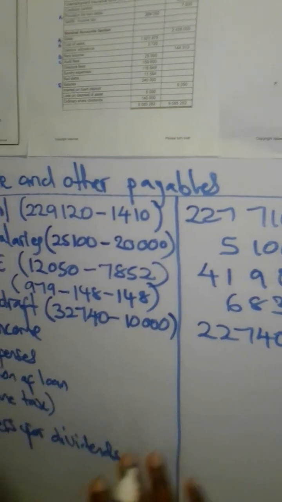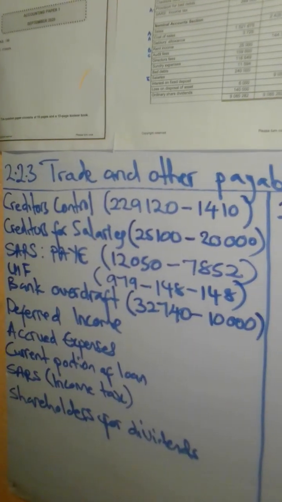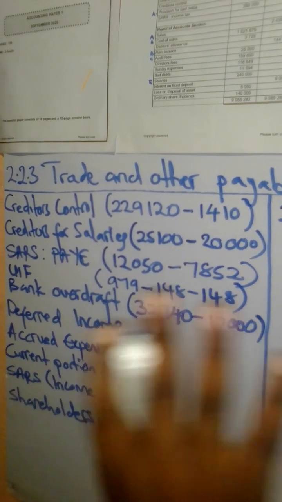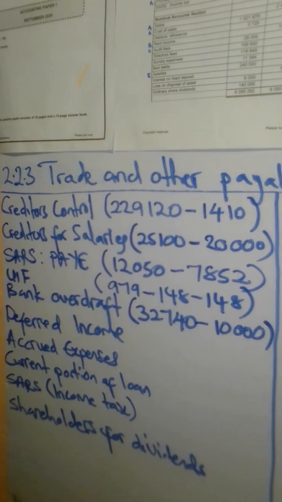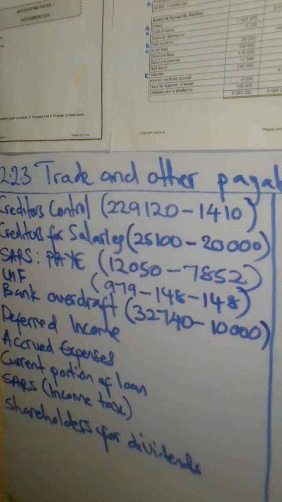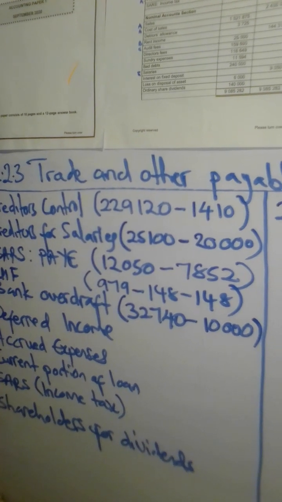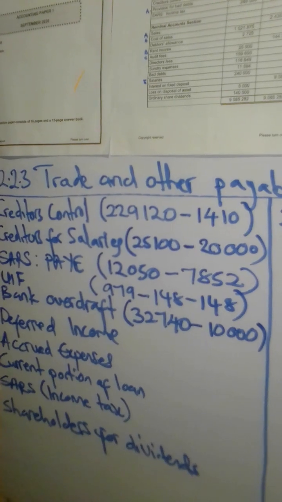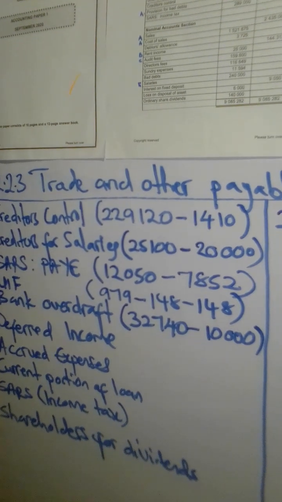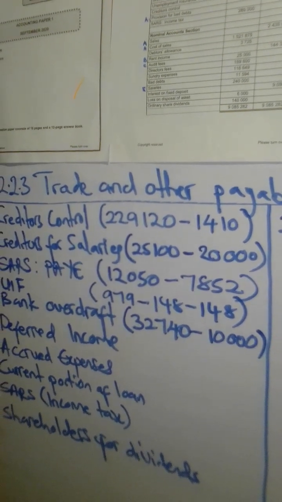22,740. Okay. Please remember to go back to those adjustments that I am actually explaining now so that you can get a full understanding of exactly what is happening. Deferred income, that is income received in advance. Where did we have income received in advance? Let's look at our question. The income received in advance, we found it on rent income.